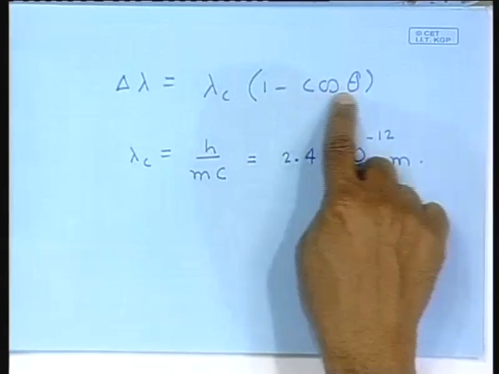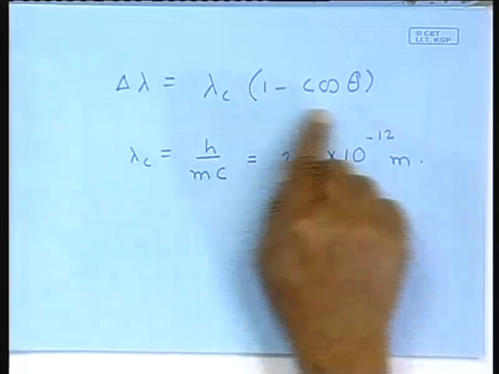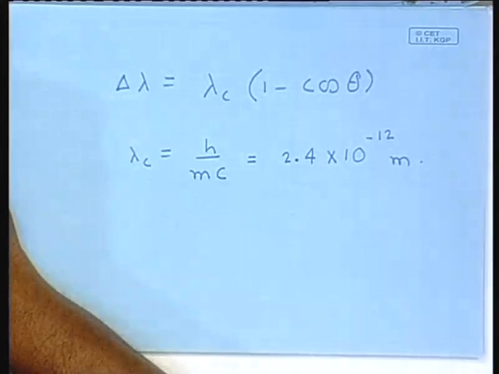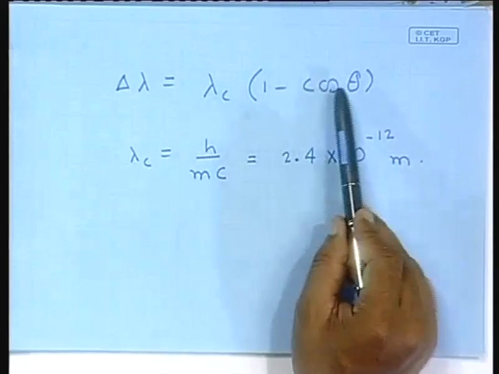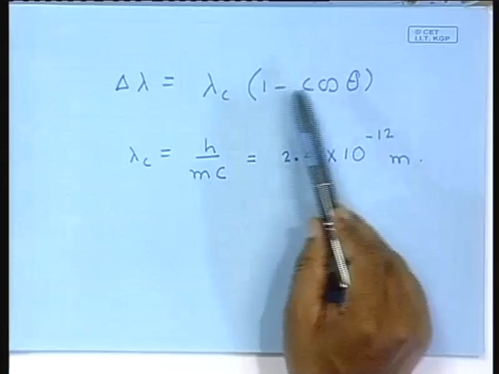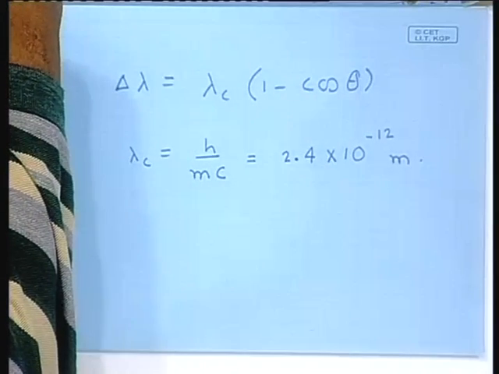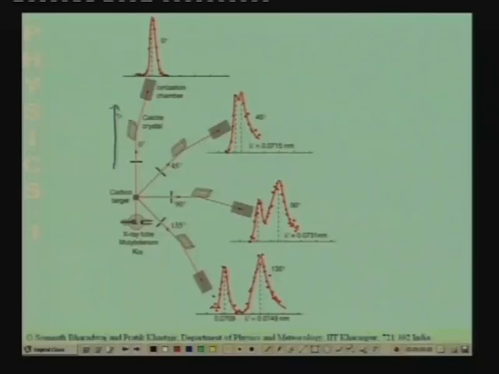Now, let us look at the angular dependence of the shift. What this predicts is that the shift is going to be minimum when theta is 0. When theta is 0, cos theta is 1, so this is going to cancel out. So, there should be no shift in the forward direction, which is what you see. The photon is not going to transfer any energy to the electron if it gets scattered in the forward direction, which is also what you see over there.